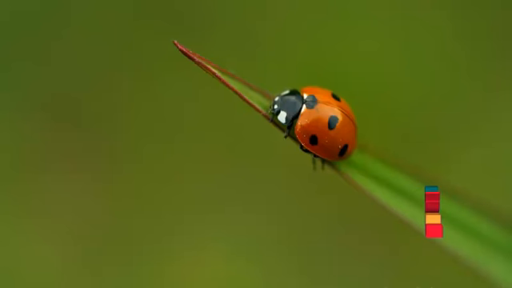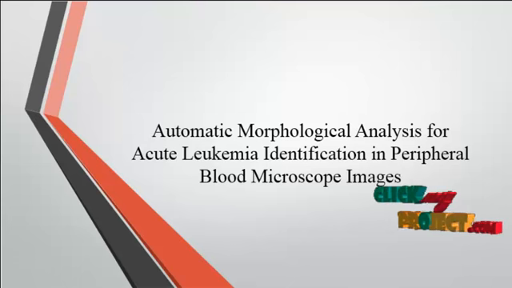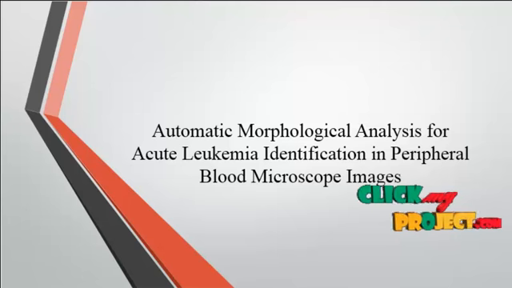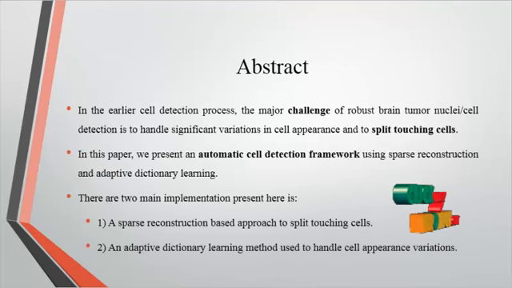Welcome to clickmyproject.com. Now we are going to discuss the product: automatic morphological analysis for acute leukemia identification in peripheral blood microscope images. Now we discuss the abstract for the process.